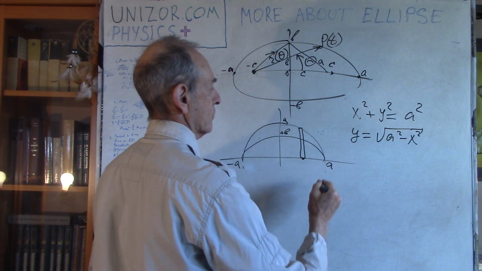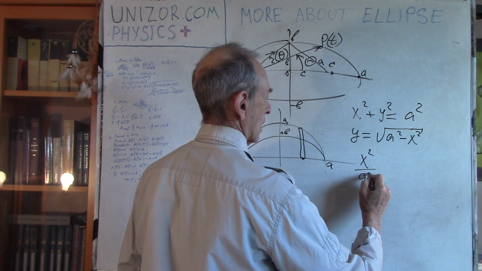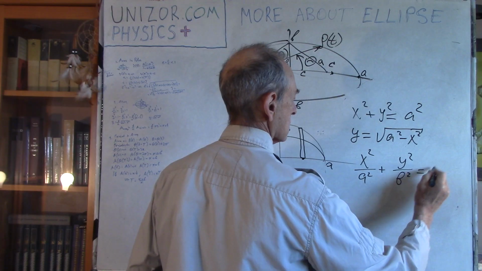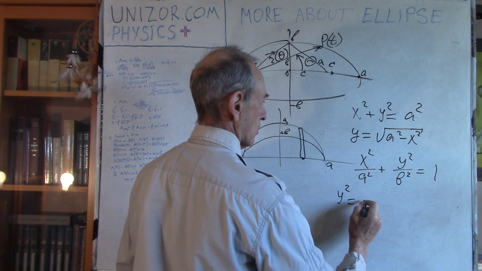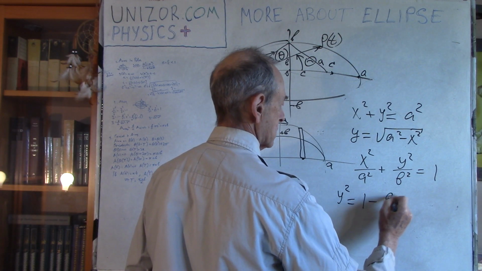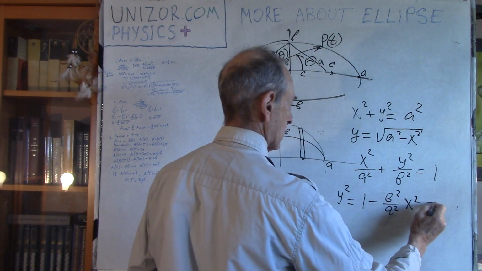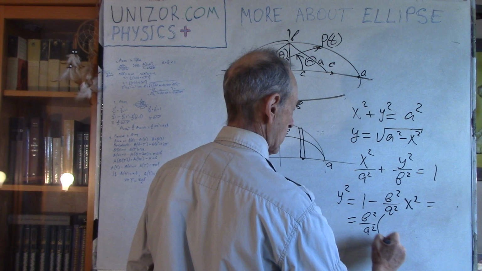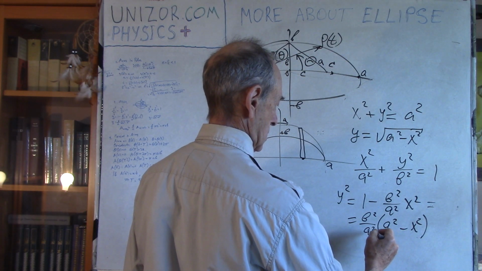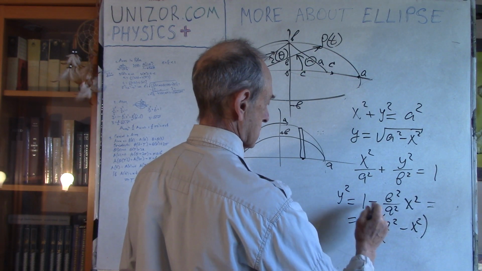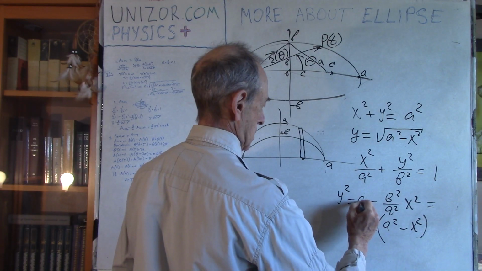Now, what about the ellipse? Again, in the previous discussion about ellipses in the course of geometry, we were talking about expressing the ellipse in Cartesian coordinates like this, where a and b are the half axes, major and minor. From this, y square is equal to 1 minus b square divided by a square times x square, right? Or b square divided by a square times a square minus x square. Am I right?